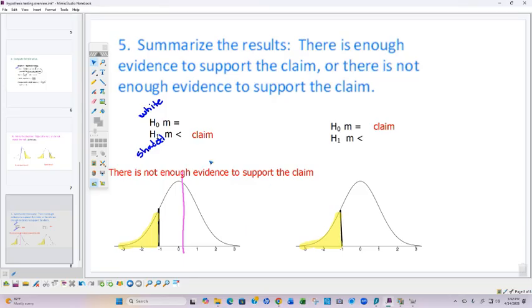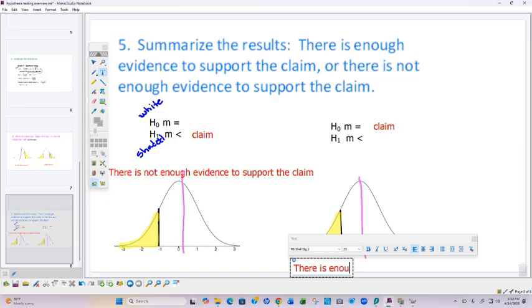So for this one, they claimed the shaded, the evidence is not there. Now let's say I did the exact same thing over here. Okay, so suppose my test value was right there. Let's look at this one. They claimed the white area. So my test value is in the white area. So for this one, I would say, I'll put it down here, there is enough evidence to support the claim. Because it really depends on whether they claimed the white area or the shaded.